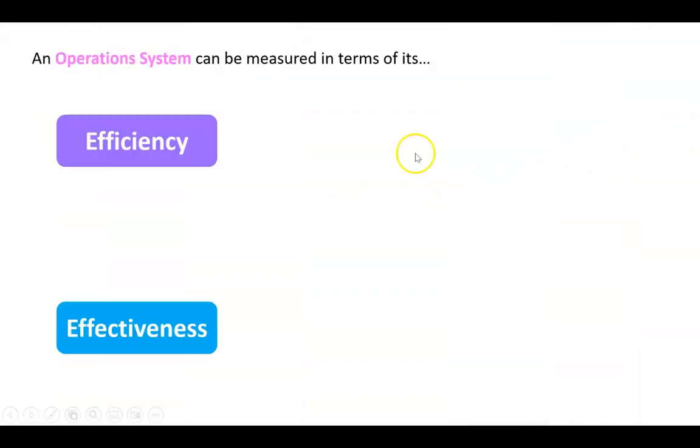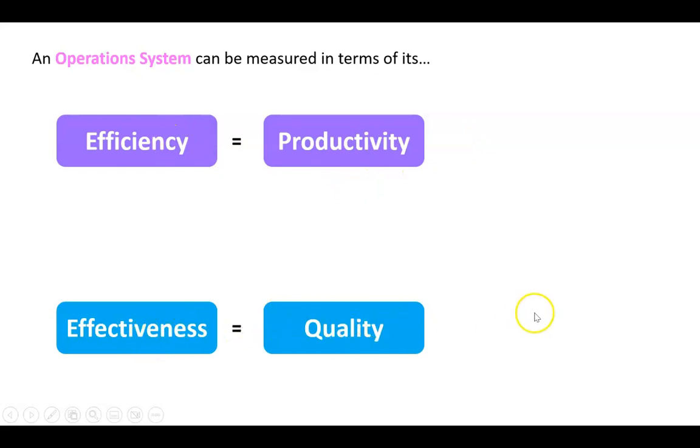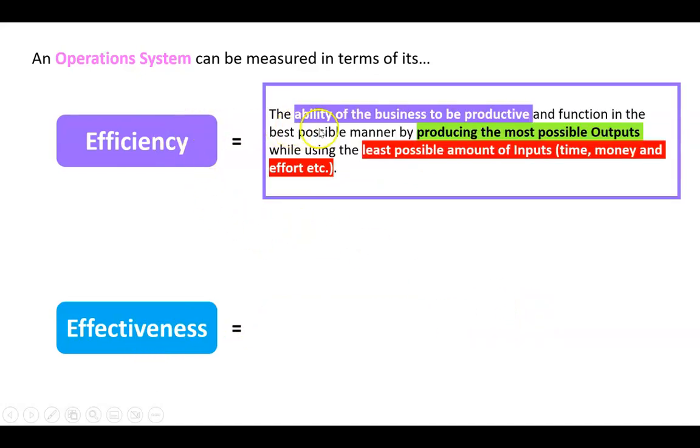What else do we need to know? Well, this is kind of the topic for now. All we need to know is that the operation system can be measured in terms of efficiency and effectiveness. Now, in the real world, we probably call efficiency productivity. And effectiveness, we want to think about as quality. Efficiency is the ability of the business to be productive and function in the best possible manner by producing the most possible outputs or using the least possible amount of inputs. So basically, we want to produce as many things as we can in as little time, money, effort, materials. We want to minimize the number of inputs it takes to make our outputs. That would make us very, very efficient.